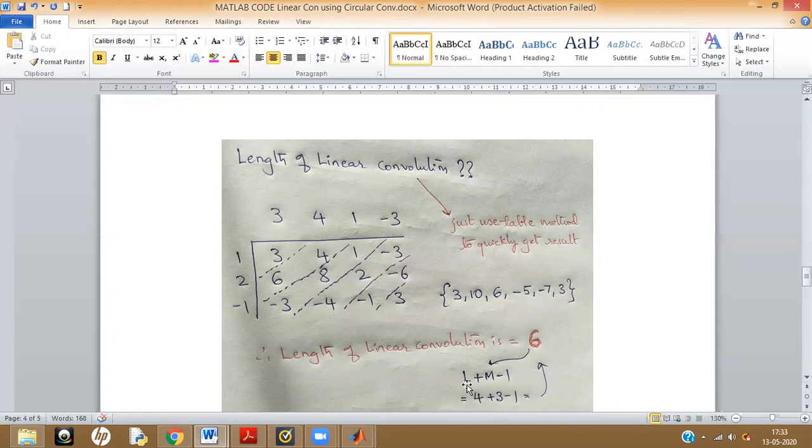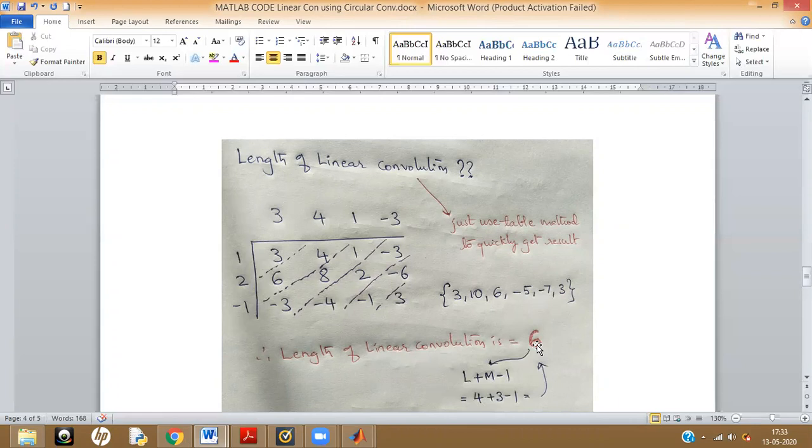From our basic discussions in the signals and systems class, you know that it is L plus M minus 1. So the length of one signal plus the length of the other signal minus 1. One signal is having 4 samples, the other signal is having 3 samples. 4 plus 3 is 7, 7 minus 1 is 6. So this is how you can get it.